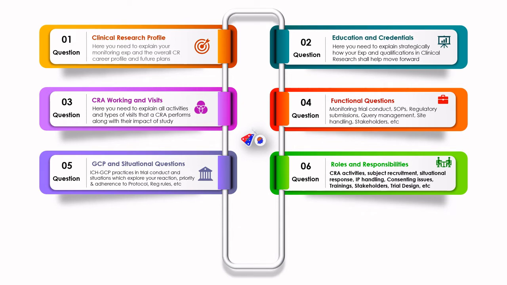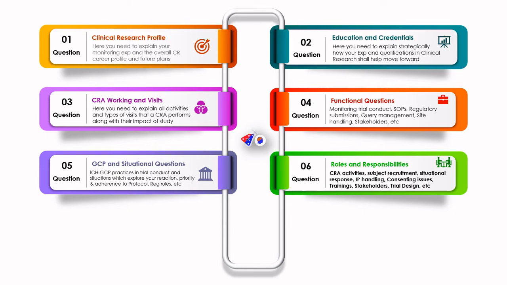And they will also ask your understanding about the trial design. Is it a single blind study? Is it a double blind study? What is the difference? What is the difference between phase 2A and 2B? Then, in what type of therapeutic area have you worked? What is your understanding of that particular area?